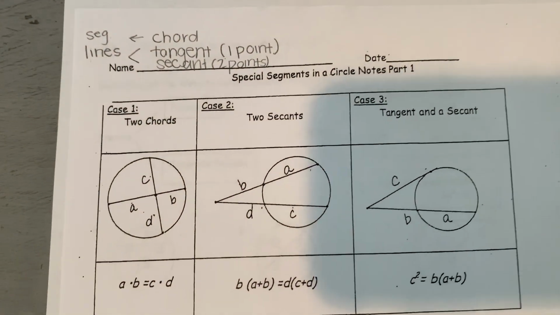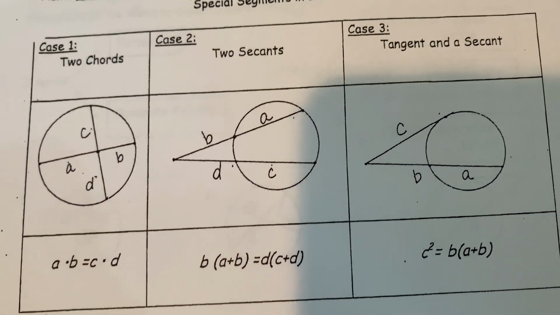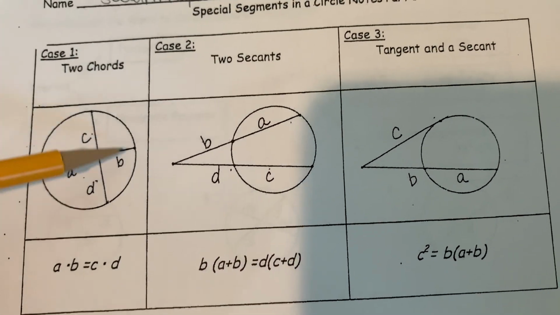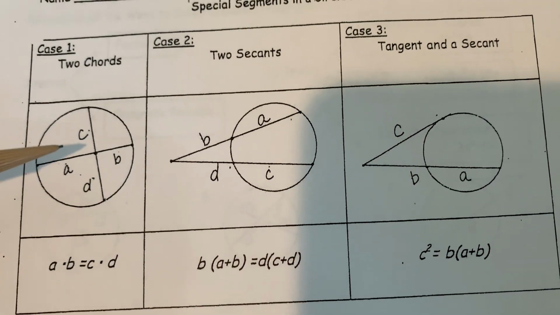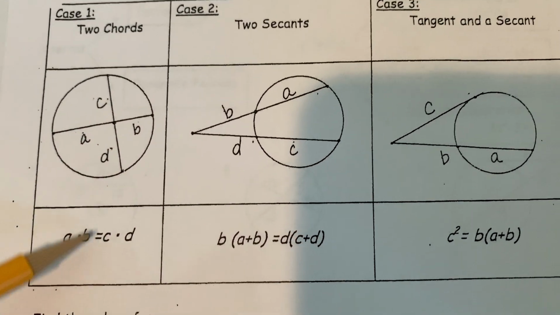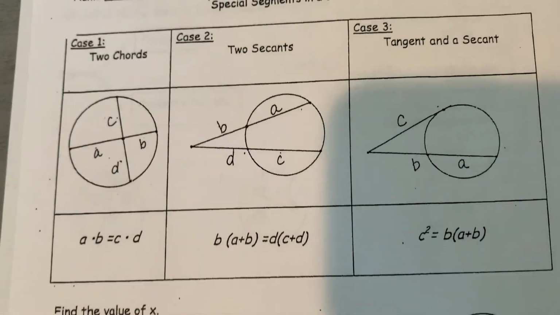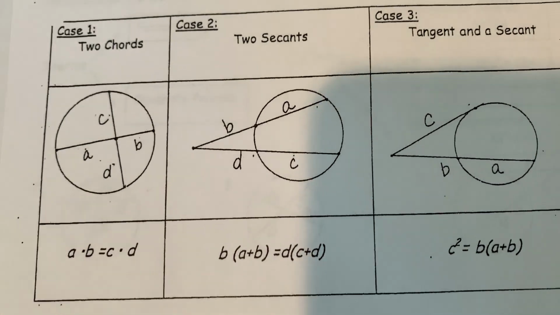Okay, so here's what you need to know. Whenever you have two chords that intersect, if you multiply the segments of one chord, it's going to be equal to the product of the segments of another chord. So right here, A times B is equal to C times D, okay? That can help you find distances in a chord.